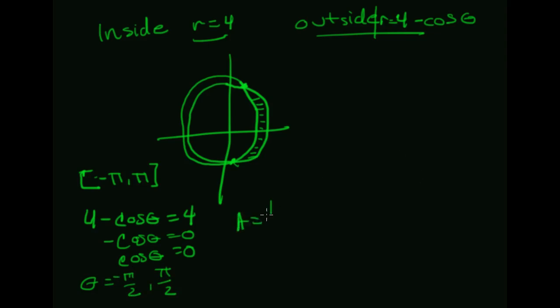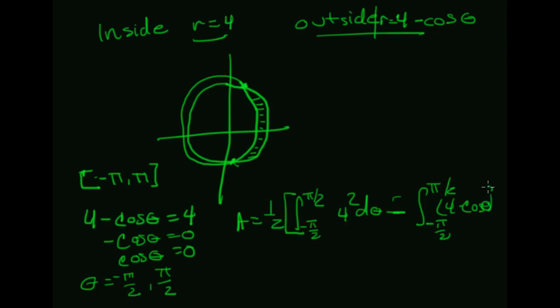So what is my area going to be here? It's going to be half the integral from -pi over 2 to pi over 2 of 4 squared d theta. So that's the area of the whole first circle, minus half the integral from -pi over 2 to pi over 2 of (4 minus cosine theta) squared d theta. So between these two marks, what I've done is I've found this whole area, and I've found this whole area, right? And I've taken away this area, which is going to leave me exactly what I want, which is this piece right here.